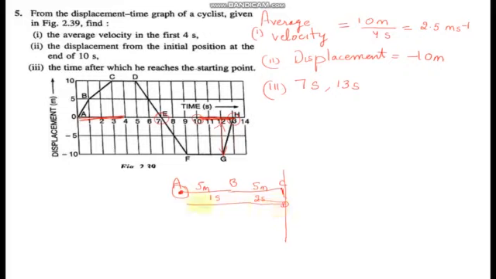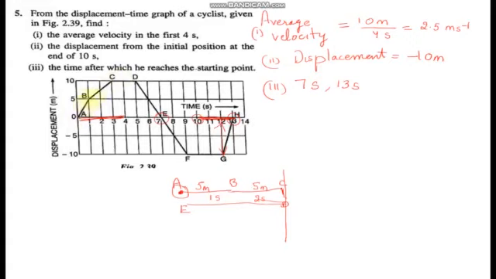तो ये जो moving back वाला है D to E, ये जो part है that has been represented by this graph. That is represented by this graph. This part is representing when the ball is moving away from the initial position.